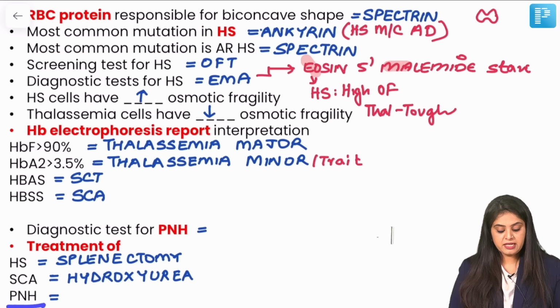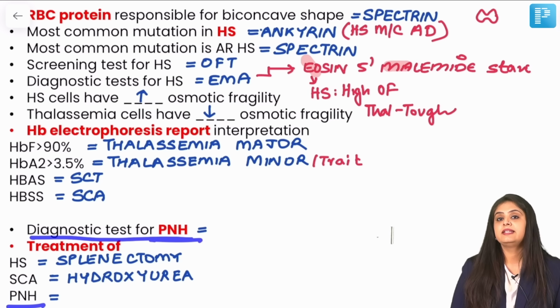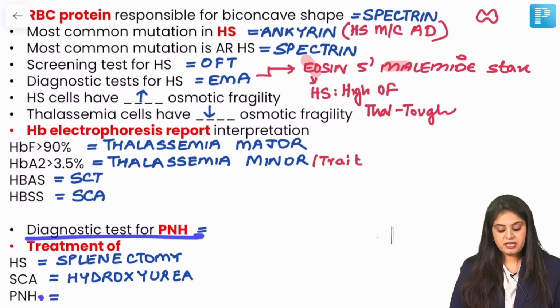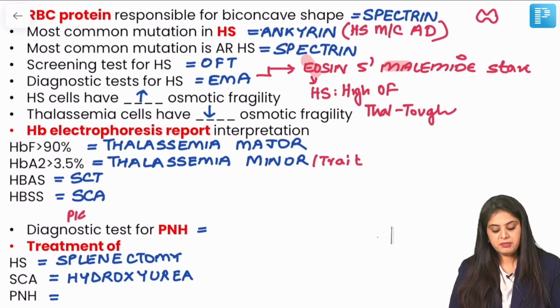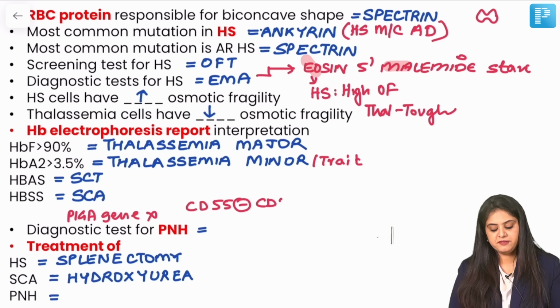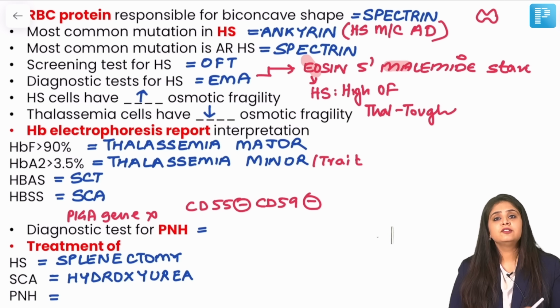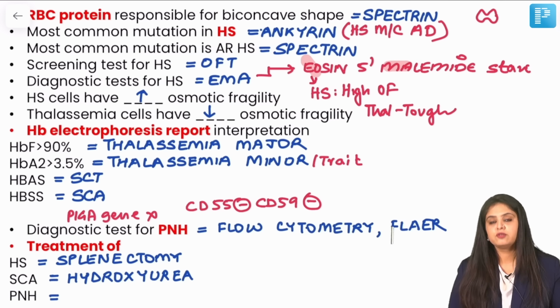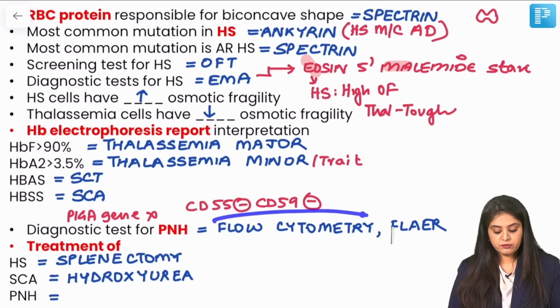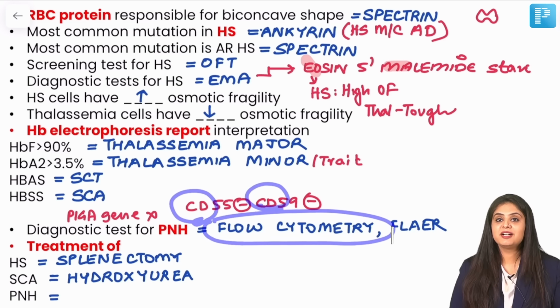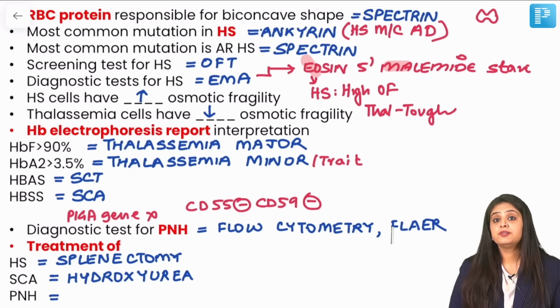Now coming to PNH, first tell me how would you test it and then tell me how would you treat it. For PNH, we have studied that it is actually the PIGA gene that is going to be mutated, and because of that mutation, the two CD markers that go missing are CD55 and CD59. So how do you test for that? You use flow cytometry or FLAER. A recent question was that flow cytometry is used for testing the CD markers. So this is how you test it, but how do you treat it?